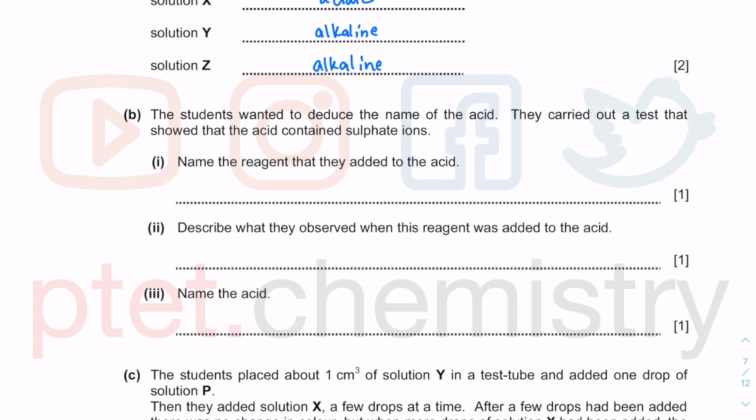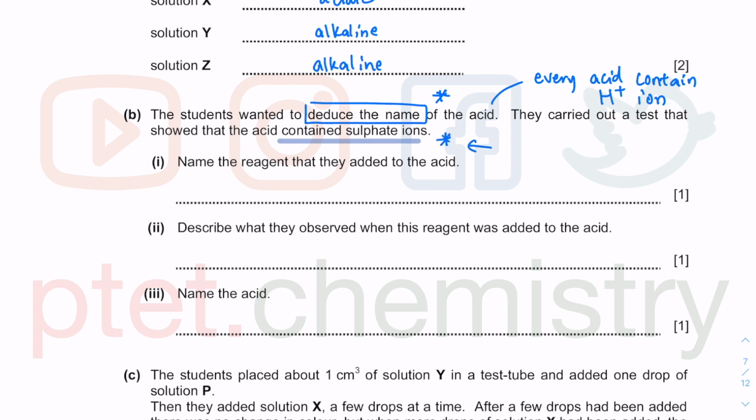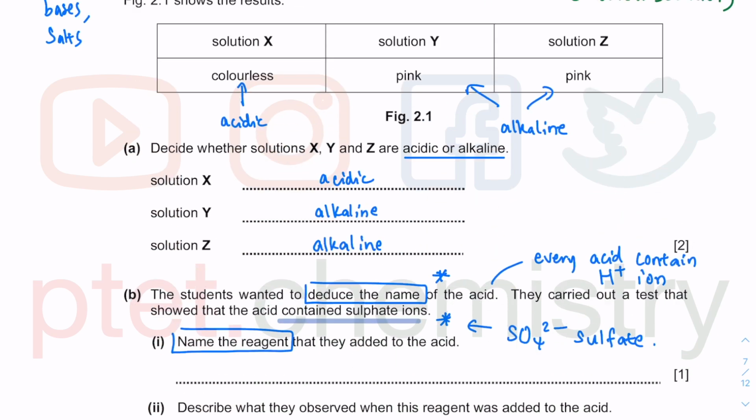Part B, the students wanted to deduce the name, not the formula. We know every acid contains these cations. This is from the acids, bases, and salts topic. Every acid contains H+ ion, not H, but H+ ion. You want to carry out a test to show that the acid contains sulfate. So sulfate is basically SO4 2-. The formula is from year 9. And name the reagent that you can add to this acid to confirm it contains sulfate.